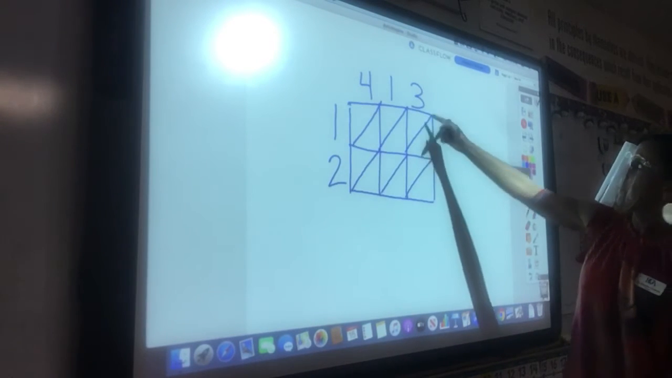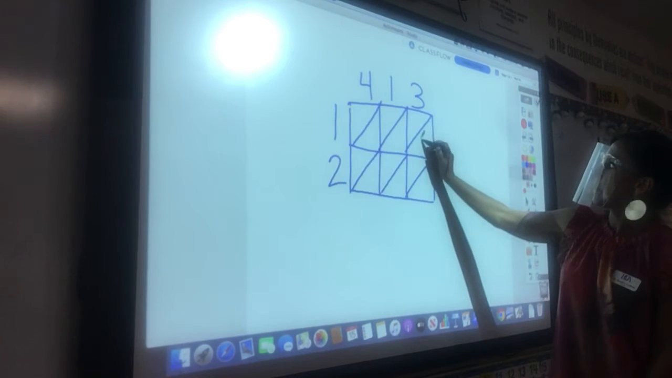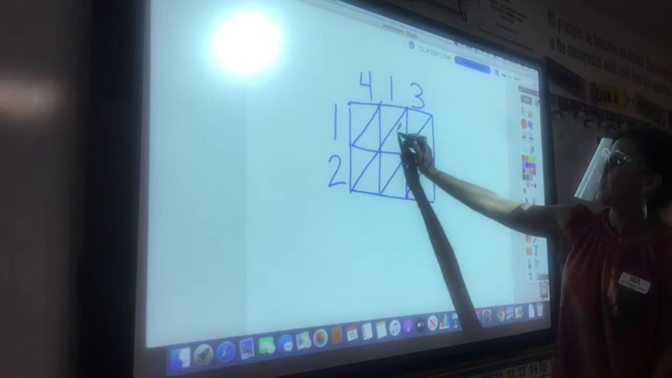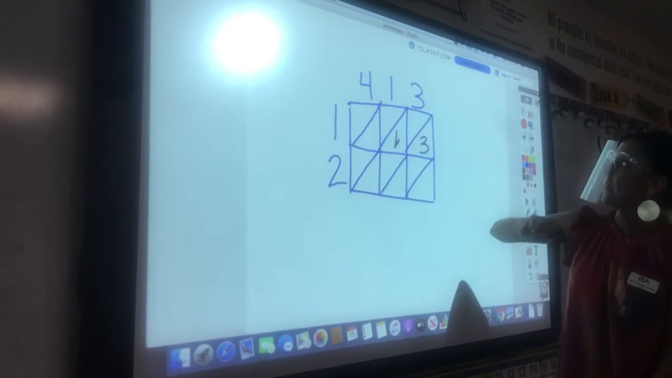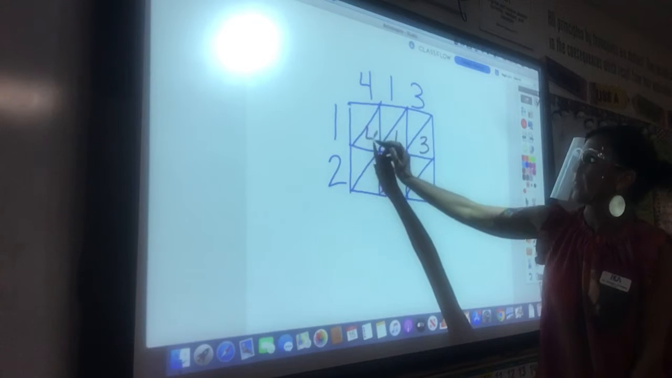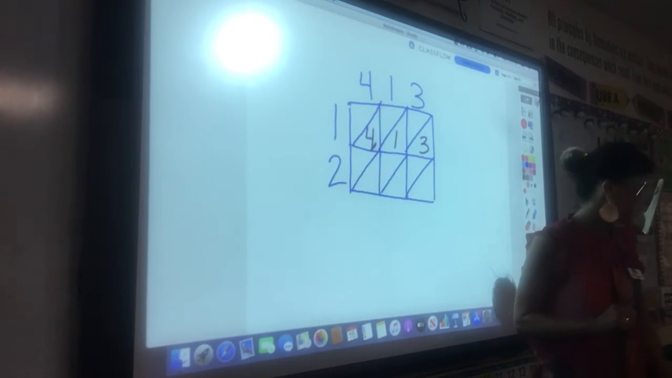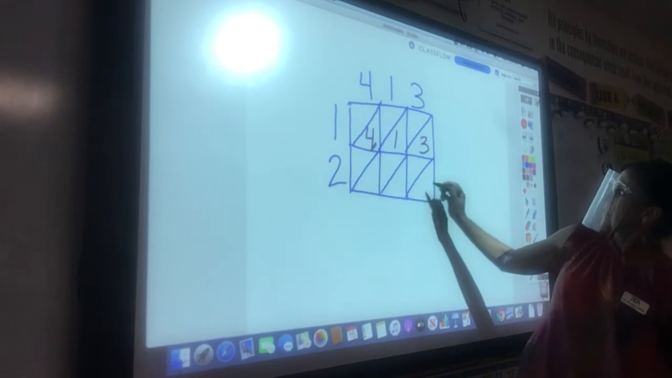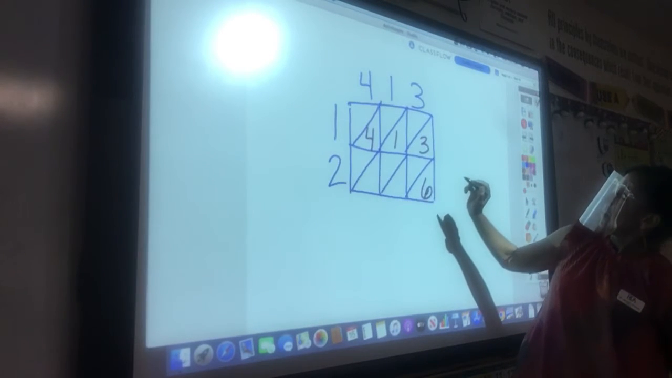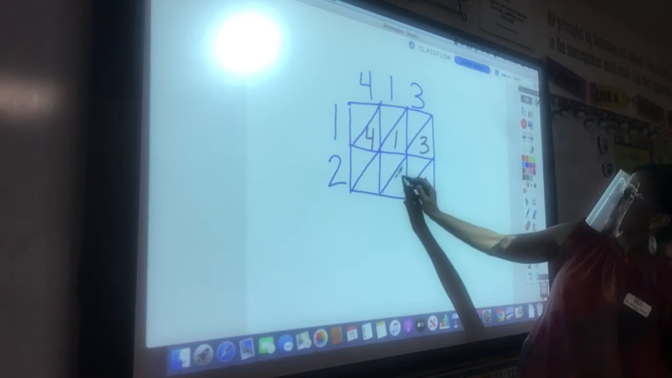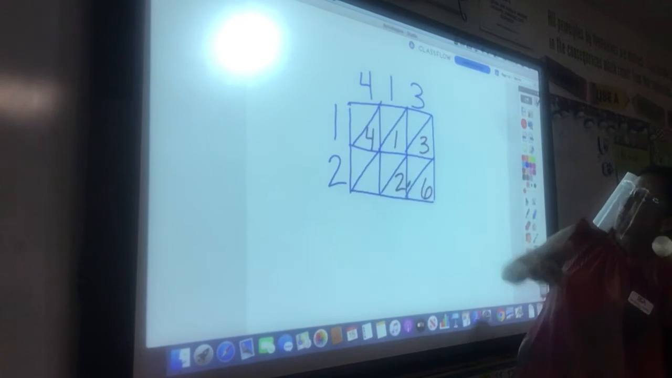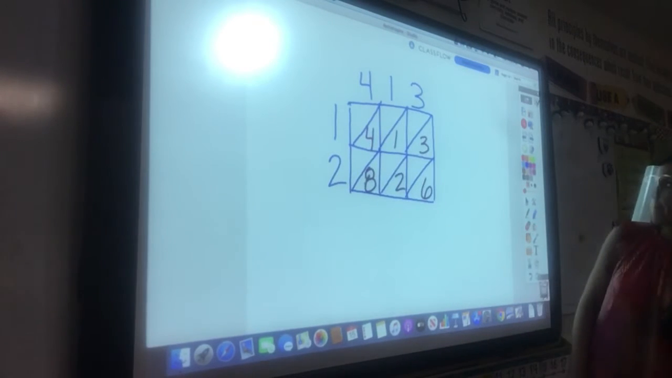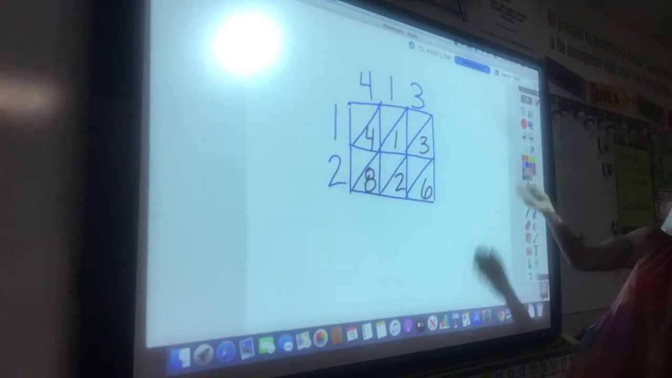So 3 times 1, we know that's going to be just a 3. So remember, we just put it here. 1 times 1, that's just a 1, so it's going here. And 4 times 1, that's just a 4, so it's going here. This one's actually easy because you're going to have single digits basically the whole time. 3 times 2 is 6, so it's got to go here. 1 times 2 is just a 2, so it's going to go here. And 4 times 2 is an 8, so it's going to go here. Okay, and then just add the diagonals.